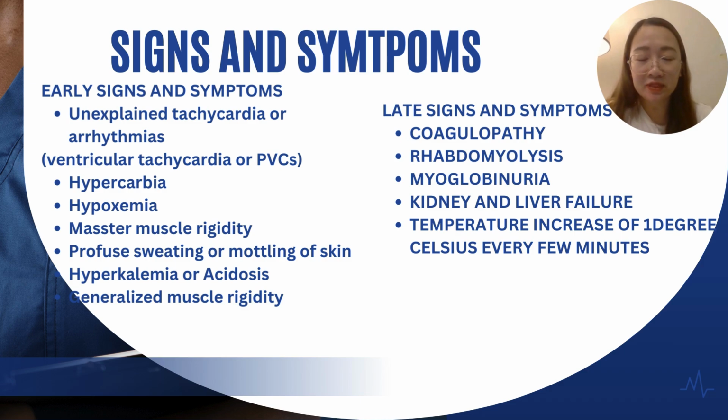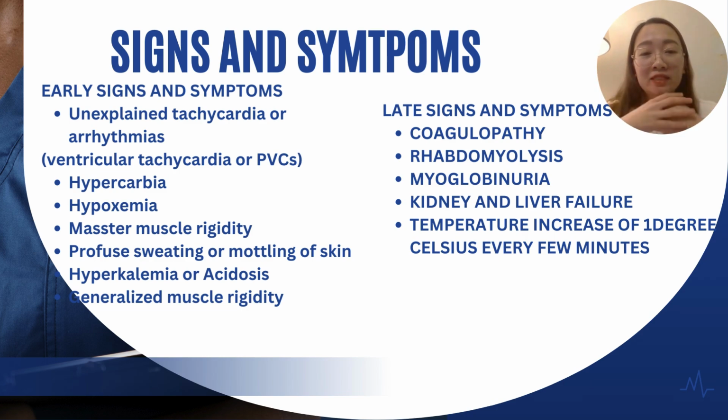The early signs and symptoms include unexplained tachycardia or arrhythmias. The arrhythmias may stem from hyperkalemia, and this might be VTAC or PVCs. Next, because of the accumulation of carbon dioxide in the body, there is hypercarbia. And due to the increased or sustained muscle contraction, there is a depletion of oxygen levels in the body, leading to hypoxemia. There is also masseter muscle rigidity due to the sustained muscle contraction.